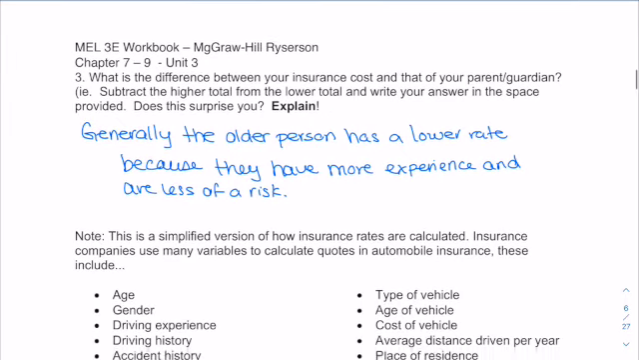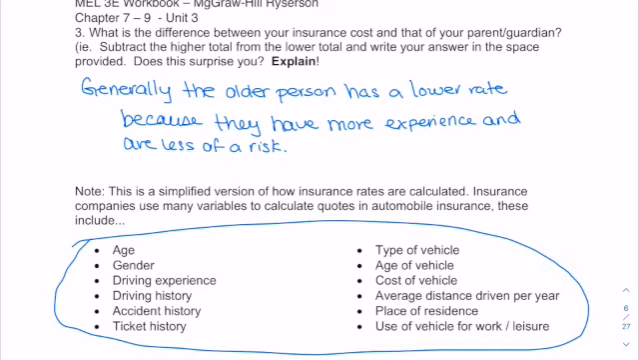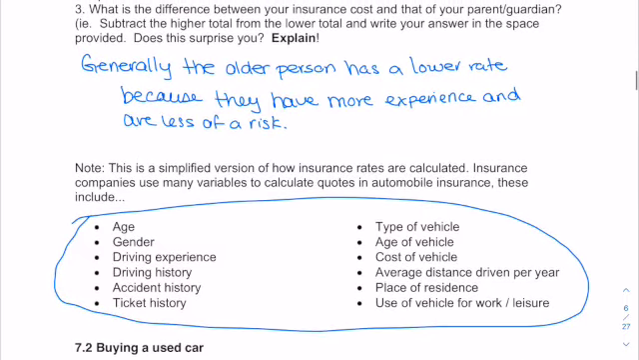Now, that's not all that's included when you are looking for insurance. All of these things over here are also looked at, but that is a much more complicated calculation. So the next thing is going to be 7.2, and that will be a different video.